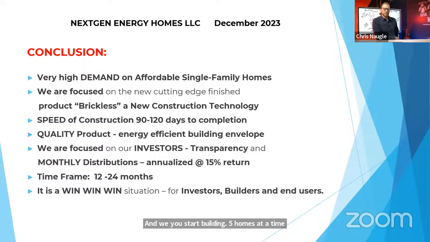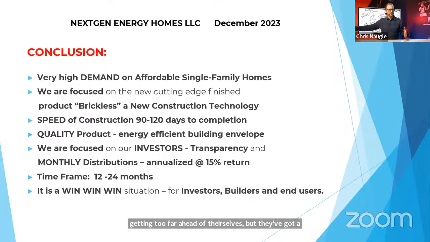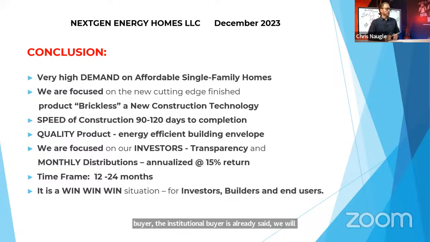So Dana, think of it as a tranche, right? They're raising for 5 homes at a time, so they're not getting too far ahead of themselves. But they've got a contract basically for 50 homes, right? A contract for 50 homes that the end buyer, the institutional buyer, has already said, we will buy them when you build them. And they have a signed, notarized LOI, letter of intent for that, which I'll have Brandon talk about. So that's the reason, Dana. It just gives people the ability to either go 12 or they could go longer. Some people don't want to do 12 months, which is personal preference. They want their money working longer.